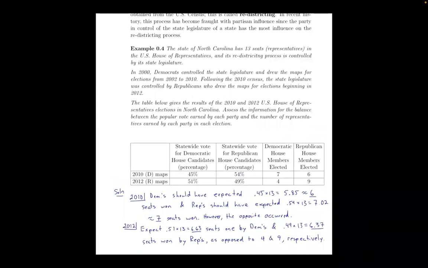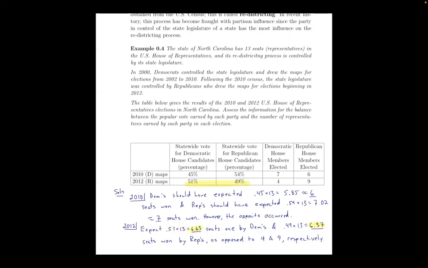So let's look a little closer. Do the calculation, 0.51 times 13. Democrats should have expected 6.6 seats, or maybe 5 to 6 seats is what they would have expected to get. And then Republicans should have expected 0.49 times 13, or 49% of 13, 6.37. So again, sorry, maybe I should have said Democrats should have expected 6 to 7 seats, and Republicans should have expected 6 to 7 seats as well. So it should have been a 6-7 split, most likely. However, it was a 4-9 split, which is pretty wildly out of balance.